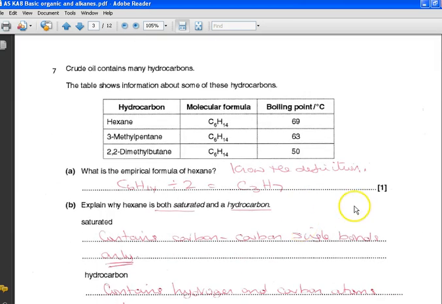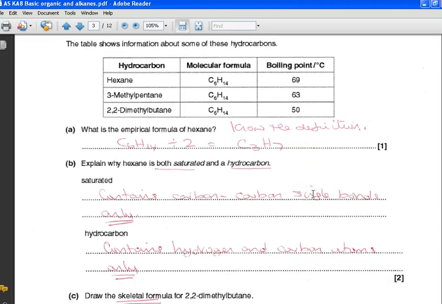Question 7. Again, you're given some information here on some hydrocarbons, which are all isomers of each other. You're asked for the empirical formula. If you don't know the definition, and obviously some of you don't because you just wrote the molecular formula, learn the definition: lowest whole number ratio of atoms in a compound. So you needed to divide by 2.